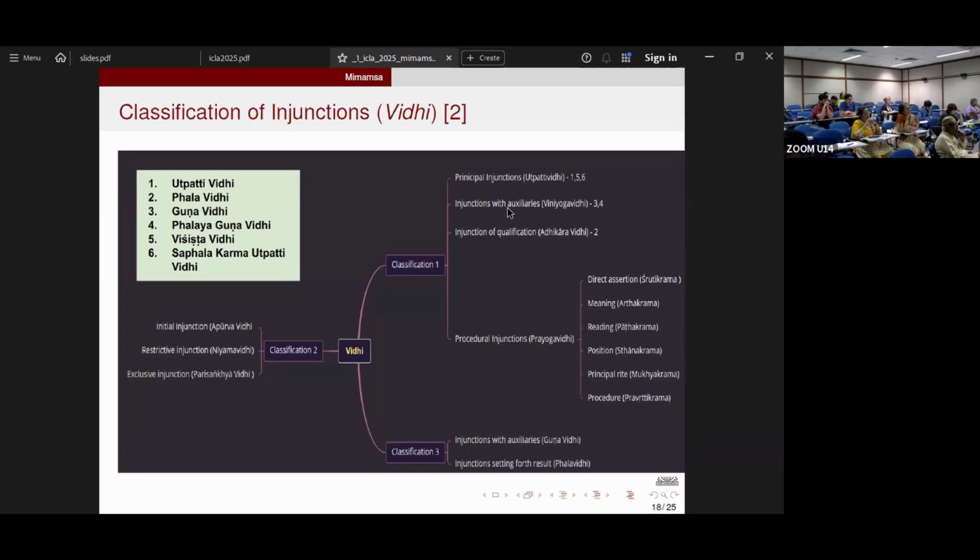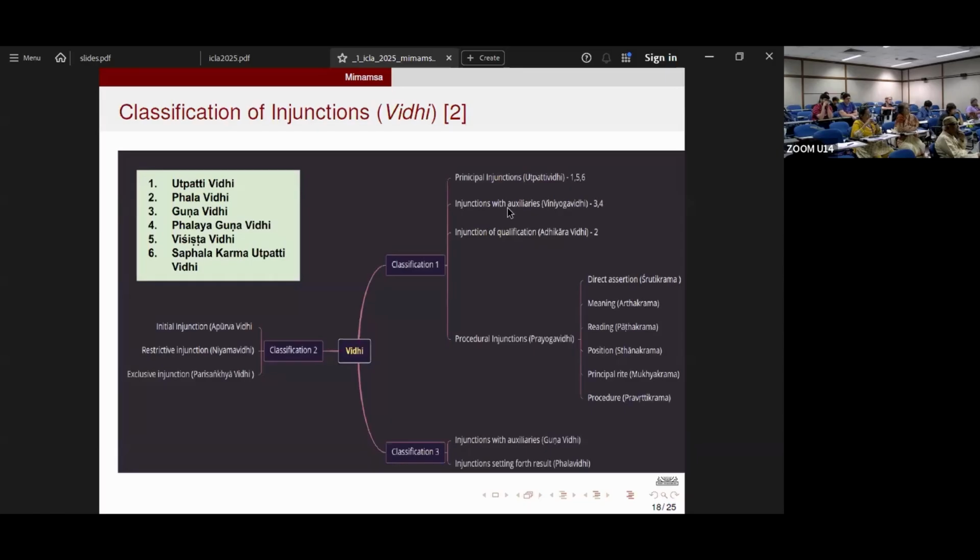Then we have procedural injunctions or Prayoga Vidhi. This talks about when there are many actions to be done, what is the krama, the sequence that is to be followed. Here there are 6 different aspects given: Shruti krama, Artha krama. One is direct assertion, then meaning based, or based on the Pata krama, the way it is read out, then the position, and with respect to the principal, Mukhya krama, procedure, and so on. So you have another set of sequencing mechanisms.